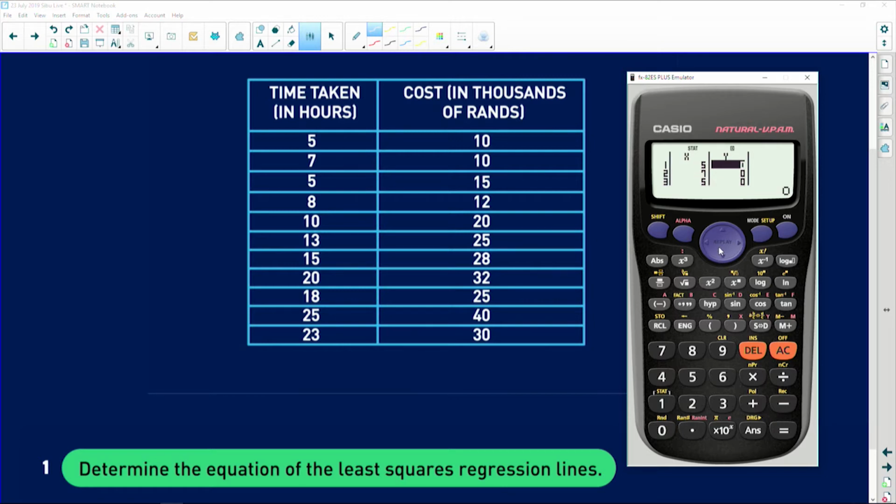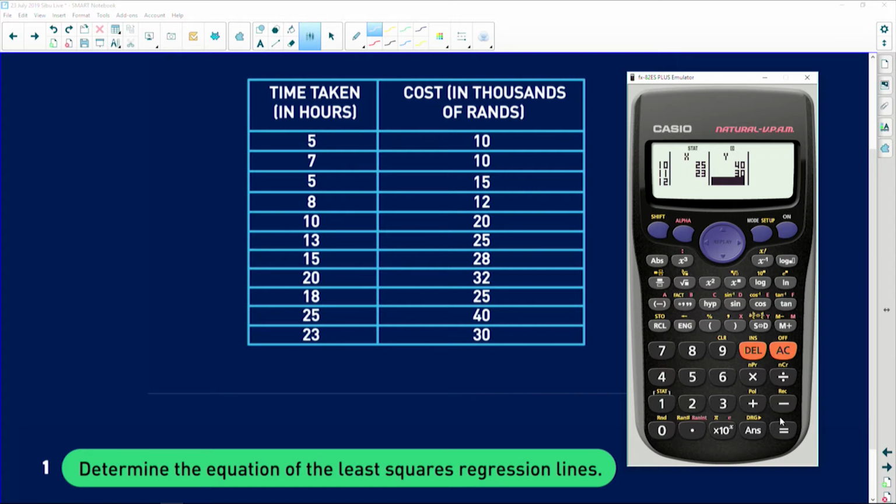Then you go back up again to write the corresponding values. The first number is 10, and then you're going to get another 10 value, and then you're going to get 15, and then you're going to get 12, and then 20, and then 25, and then 28, and then there's 32. After that there's going to be 25, and then the next one is going to be 40, and the last value there comes out as 30. Okay, cool. So those are the values that will be given in the table for cost in thousands of rands, as well as the time taken in hours.